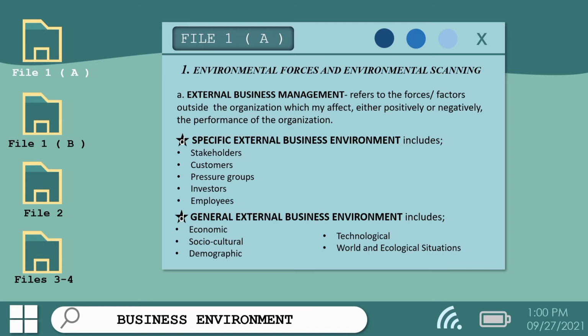So, our topic for today is all about external business management. It refers to the forces and factors outside the organization which may affect it either positively or negatively. When we talk about external environment, it refers to all the factors and conditions that are external to the organization and have an impact on its decisions, objectives, and overall performance.